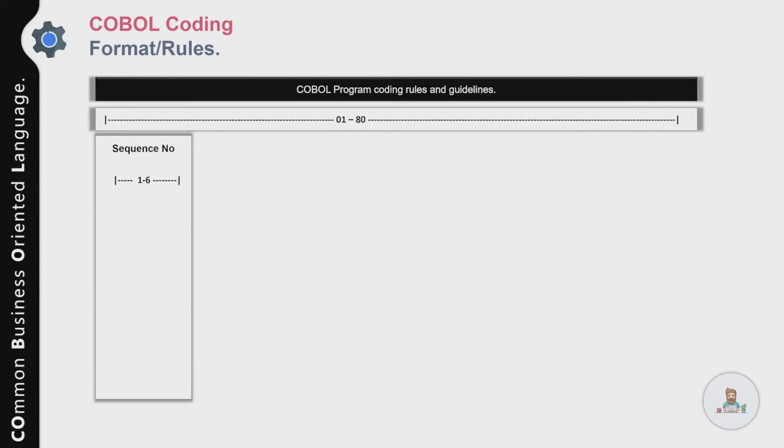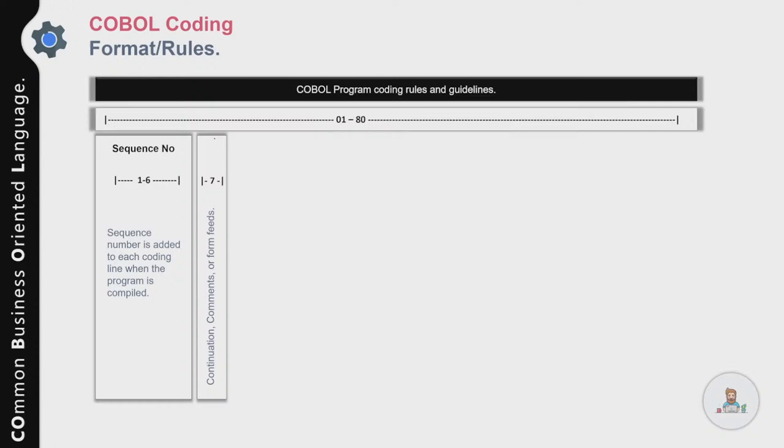The first 6 bytes or columns are reserved for the sequence number. Sequence numbers are added to each line by the compiler during the compilation process, and they are not used anymore in modern days. You can leave them blank because they were actually used in the olden days when you had the punch card. Position number 7, or column number 7, is generally used for comments, continuation, or form feeds.